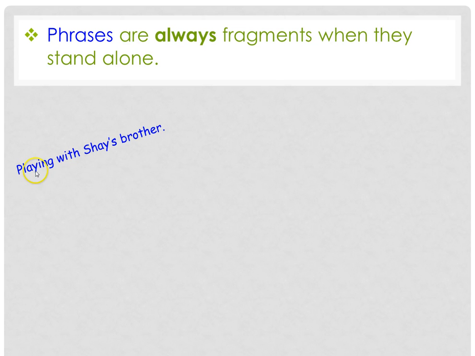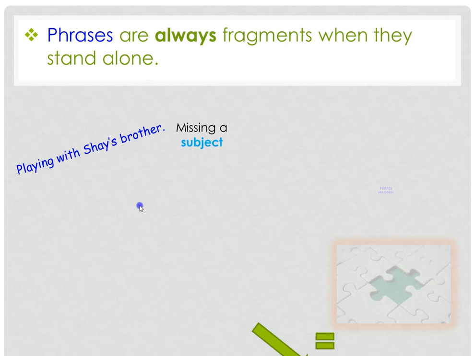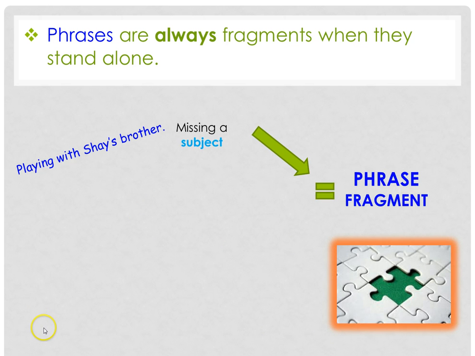Because the problem is playing with Shay's brother. See this word with? We're talking about who is being played with. We're not talking about who is playing with Shay's brother. So I don't know who's doing the playing. I'm missing a subject, which makes this a phrase fragment.